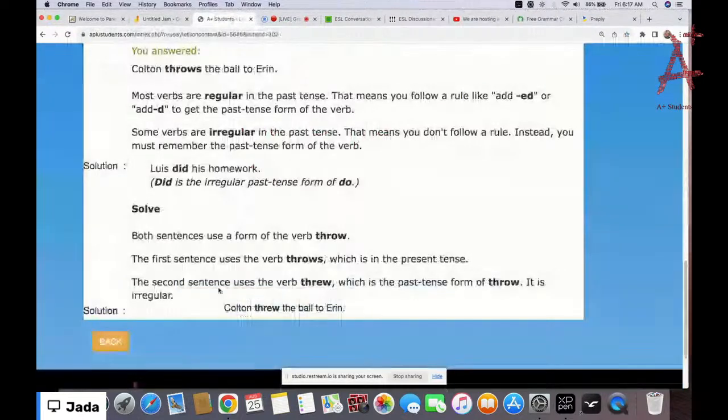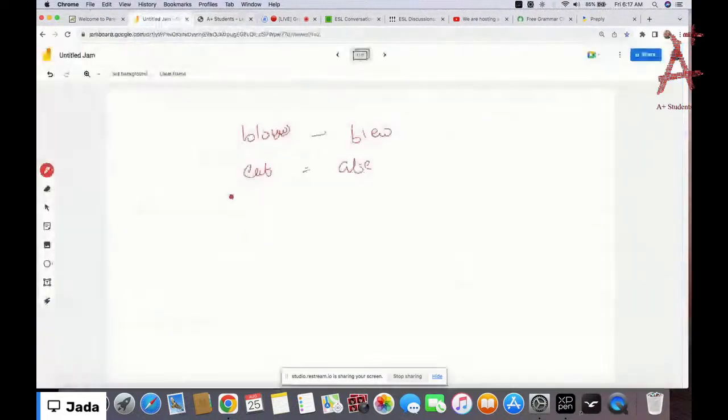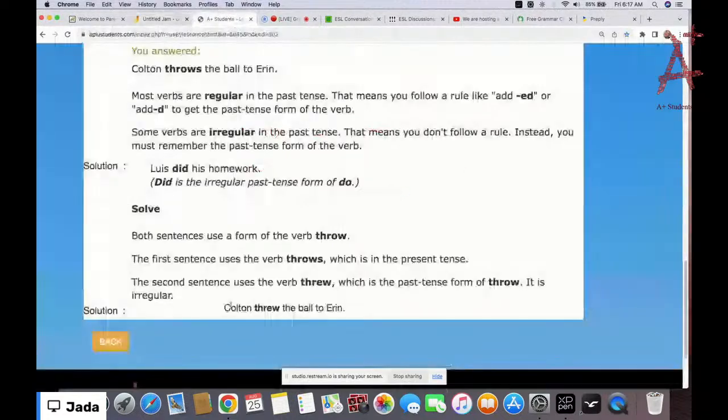Now Colton throws the ball to Erin. So now throw is present. Now the irregular will be threw. So it says here: Colton threw the ball to Erin. Okay, so yeah, that's it.